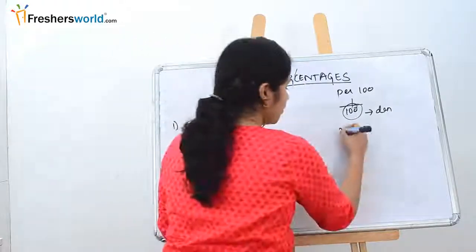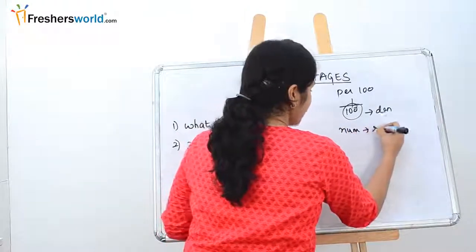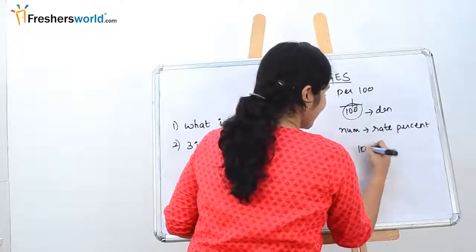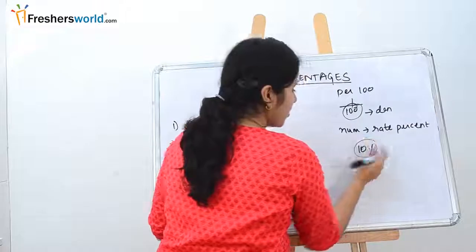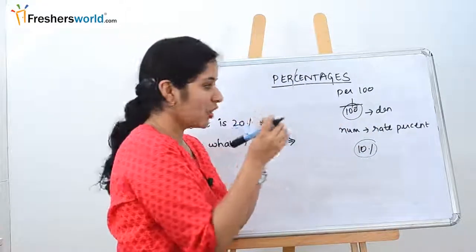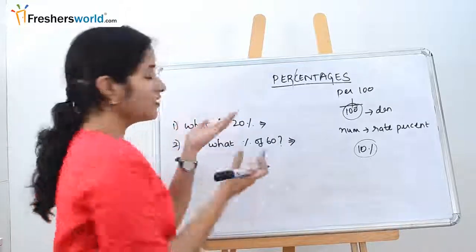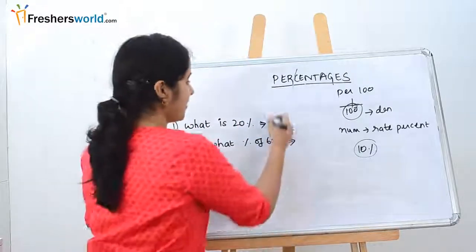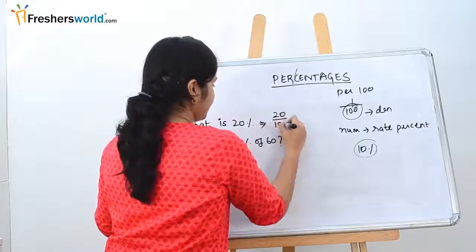So what do you call the numerator here? The numerator, we call it the rate percent. So if you get something like 10% or 20%, this is always your numerator. Let's solve a couple of small problems. What is 20%? Just now we discussed, 20% is nothing but 20 by 100.